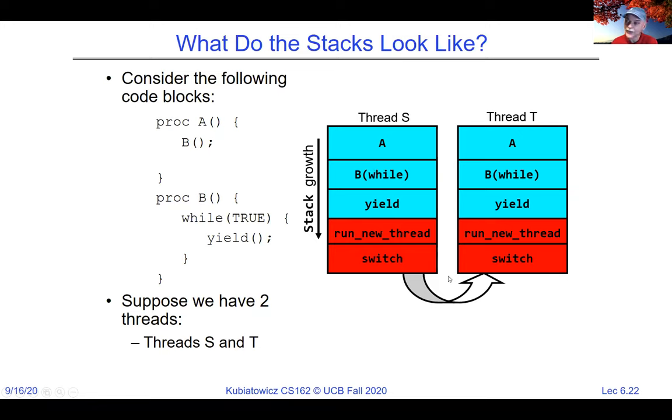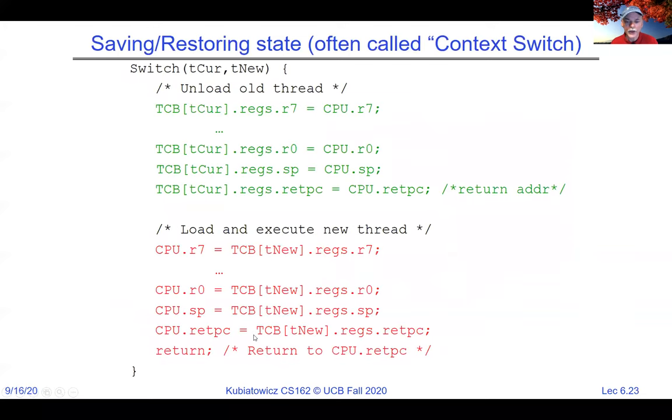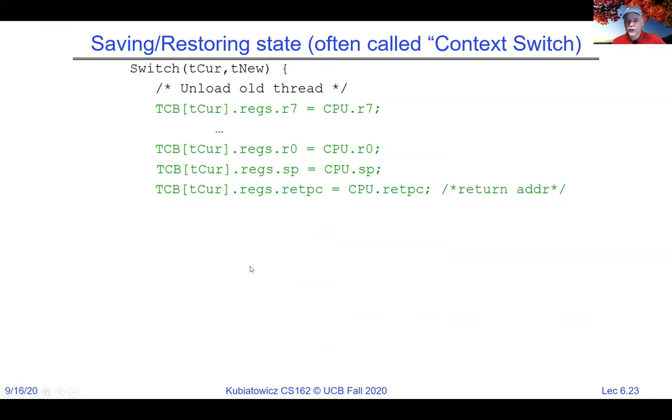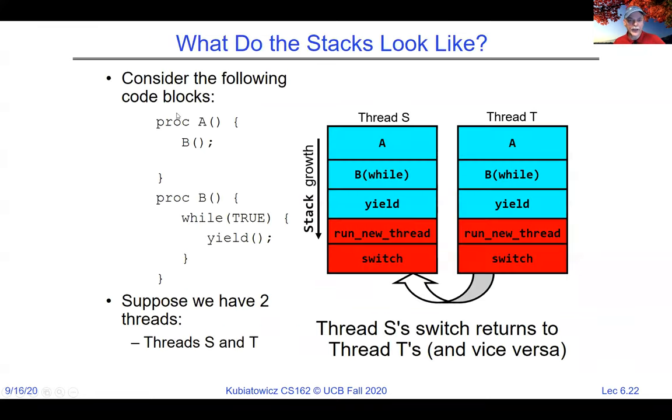Take a second to understand that. See this back and forth. It'll never hit A again. That's correct, because there's an infinite loop here. So A is never going to come back, because B just stays in the loop forever.